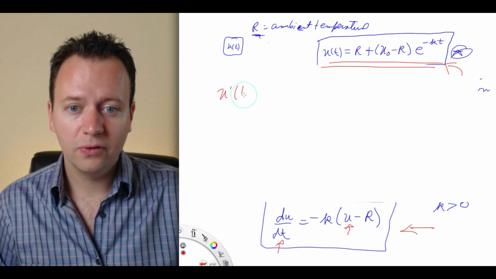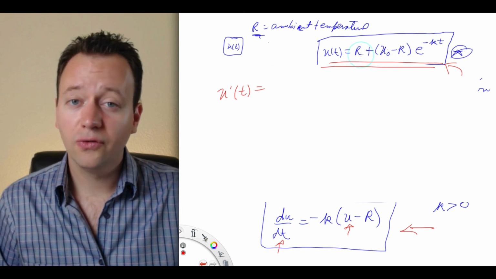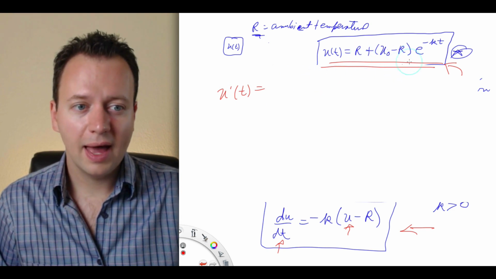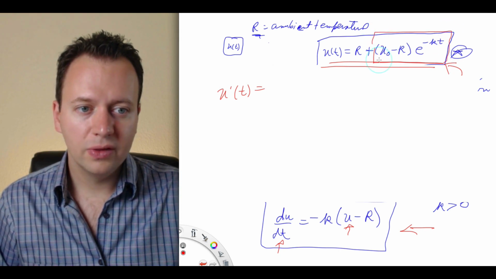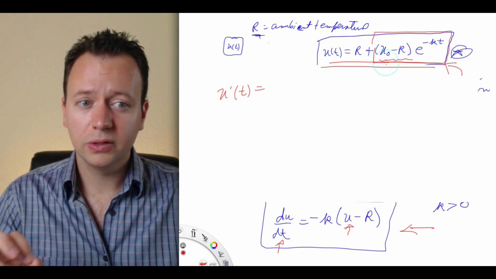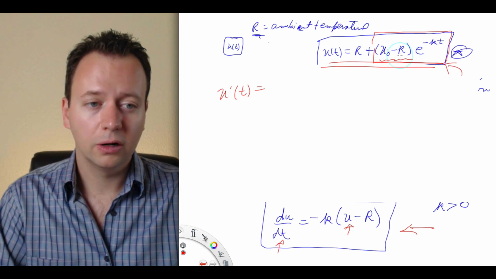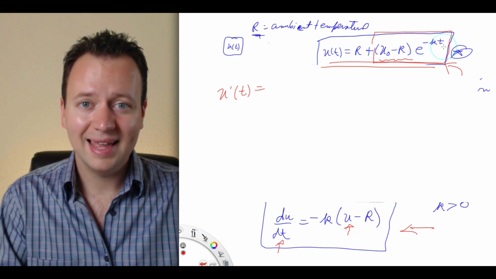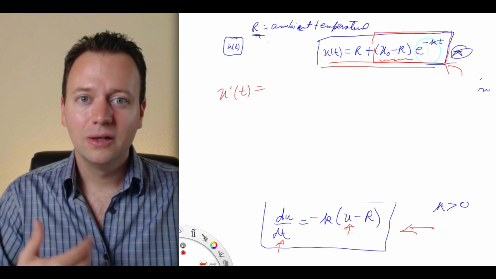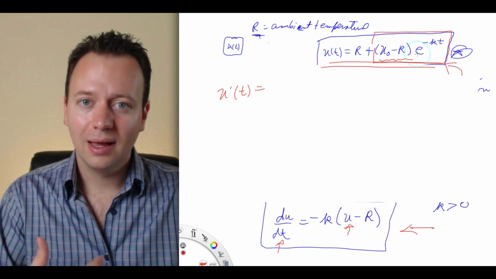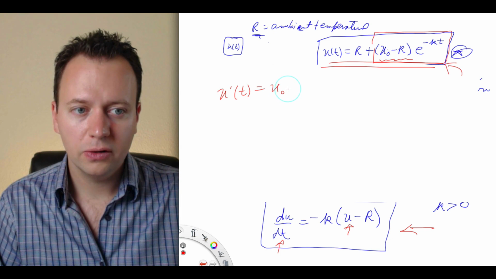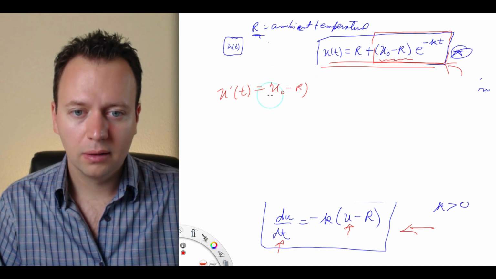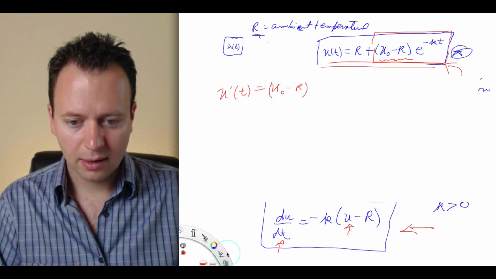So u prime of t: the derivative of r is 0, and then we just have to take the derivative of this part. This is a constant coefficient, it's just u0 minus r. u0 and r are constants. Then e to the minus kt, where k is a constant. So it's an exponential function with base e. The coefficient up front, u0 minus r, nothing happens with that.